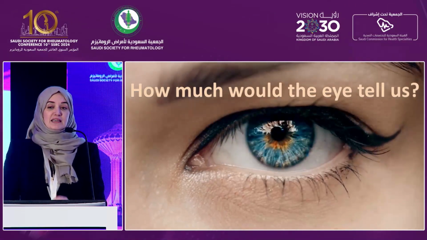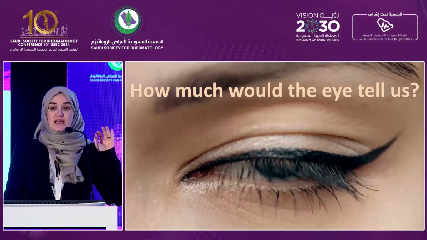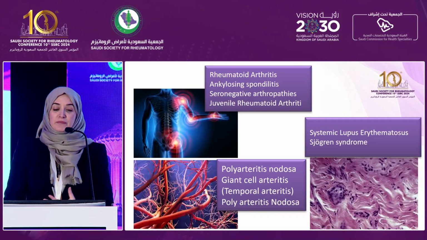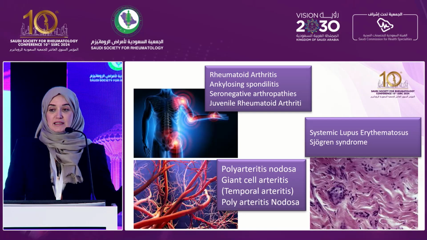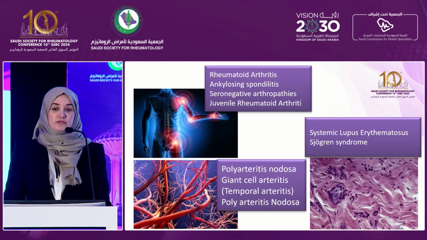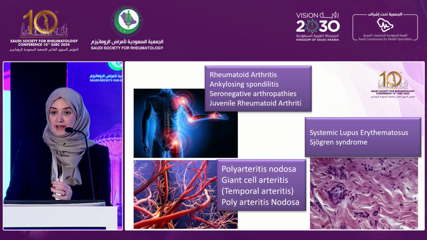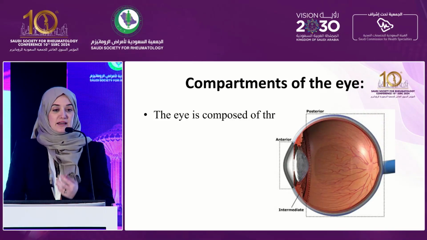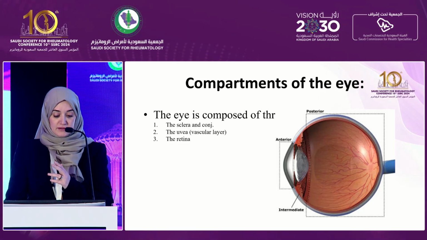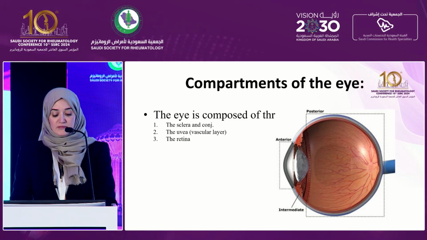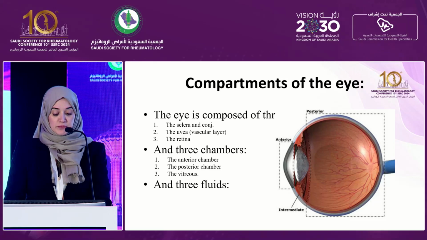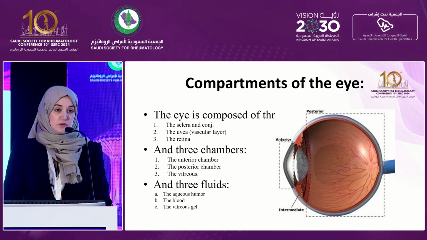The eye is like the keyhole where you sneak in and you see almost everything. How much involvement could there be? Whatever happens in the connective tissue diseases, rheumatic diseases, vasculitis is all involved in this tiny organ, your eye. The eye anatomy is composed of three chambers, 3 layers of connective tissue, and 3 fluids. The eye has its own immune system.